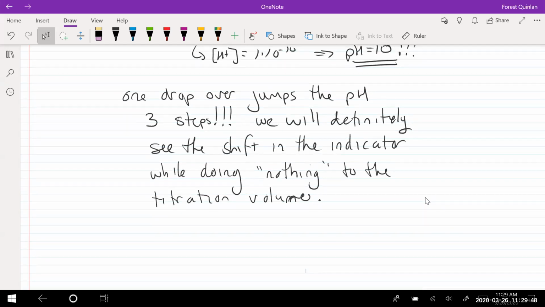I thought that was kind of cool. First time I did that calculation, I'm like, whoa. I mean, I expected it to move, but not like that.